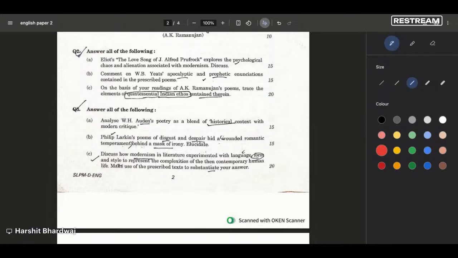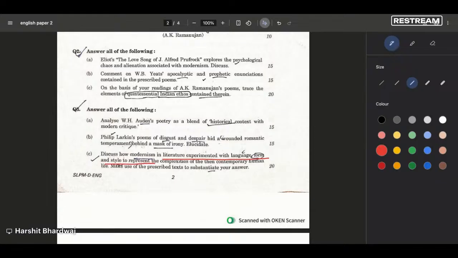So literary theory comes in, your understanding of modernism comes in. So this is a conceptual application. What do you understand about modernism? And then in modernism, they're giving you a very specific idea: in literature, it experimented with language, form, and style to represent the complexities of then contemporary human life.